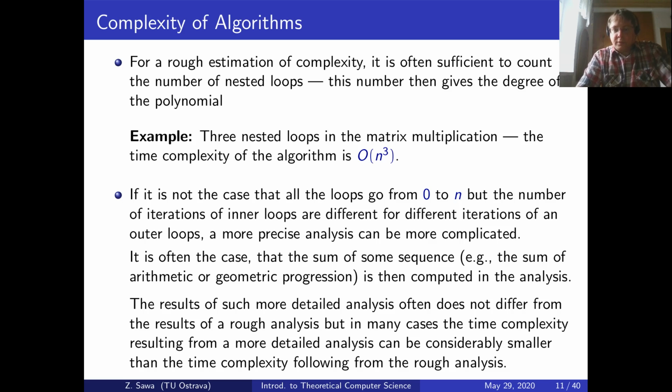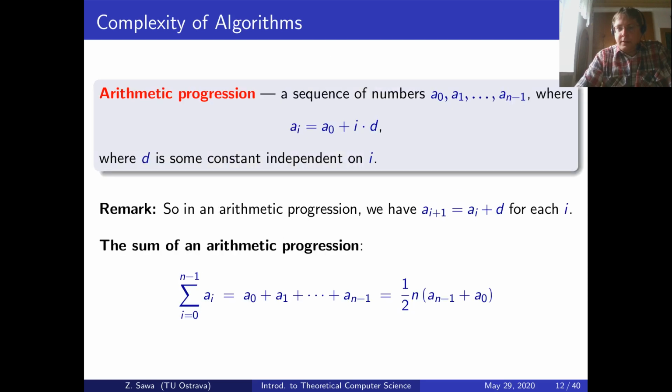We have already seen in the last lecture, when we analyzed insertion sort, where the number of iterations of the inner loop changed with each iteration of the outer loop, and it led to the computation of some arithmetic progression. This happens quite often in the analysis of time complexity of algorithms, to compute a more precise estimation of the running time.